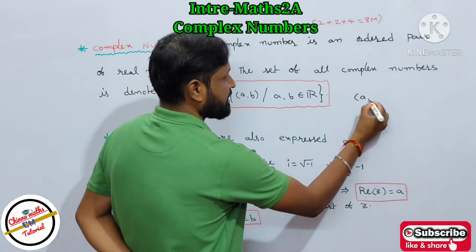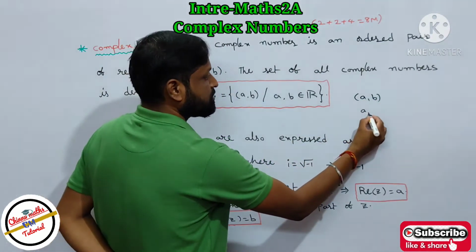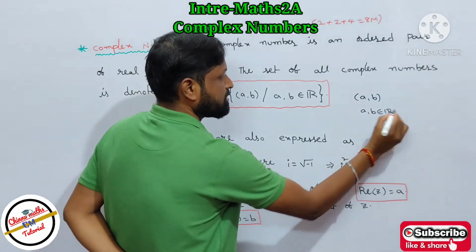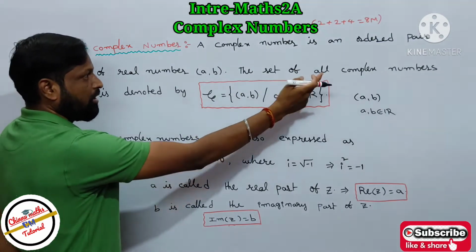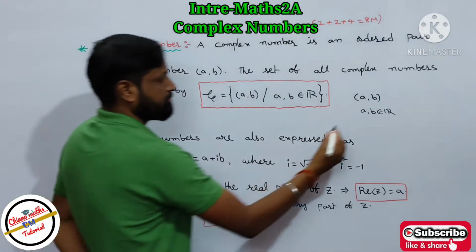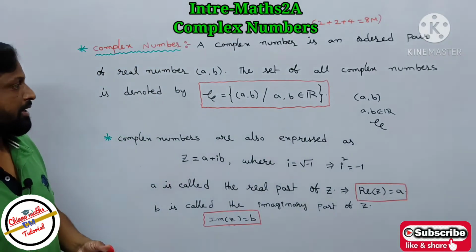Ordered pair can be written as a comma b, where a comma b belongs to real numbers. The set of all complex numbers is denoted by capital C. All the complex numbers are denoted by capital C.